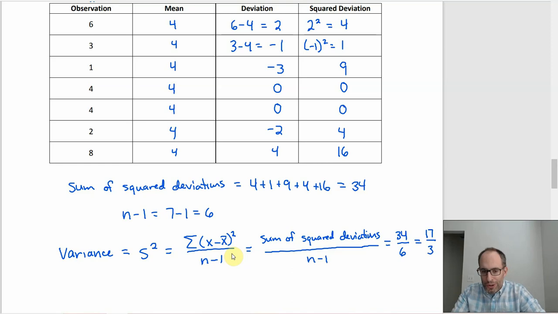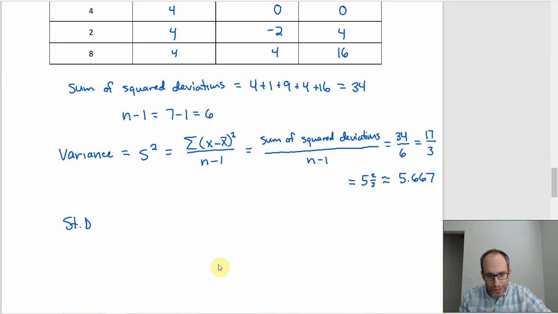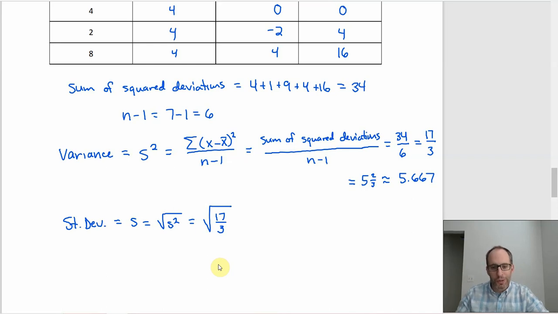I mean, I guess you could say, well, then this is going to be 5 2/3, which is about 5.667 if you round to 3 places. But then, when I take the square root to get the standard deviation, I would just use the fraction. So in order to get the standard deviation, that'll be s, but by definition, that's the square root of s squared. So for me, that's going to be the square root of 17/3. And that's how I'd put that into a calculator. I would just do 17/3 and then square root of the previous answer.